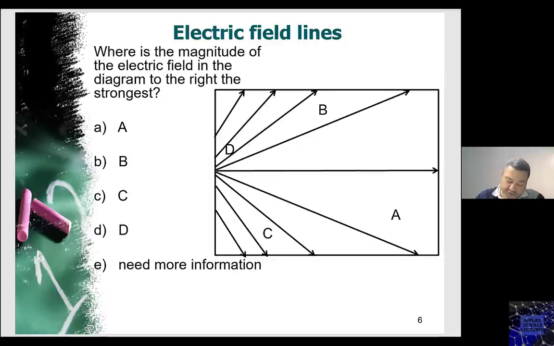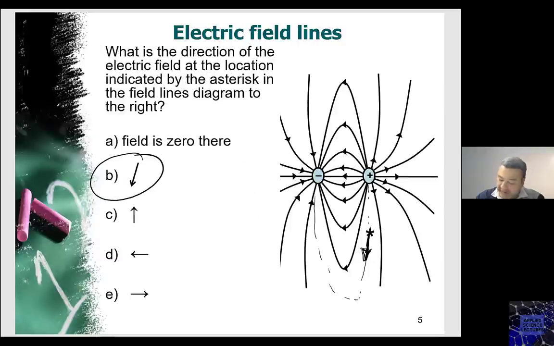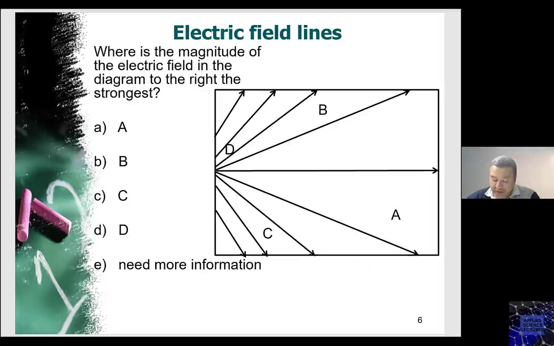Now, again, I forgot to mention the field line density. As you can see, if I look at the density in this region for the field lines, definitely I can see that the field lines here are denser than at this point here. That's why the electric field here is stronger than the electric field here. And as you can see, those field lines don't cross. So now here is another question: where is the magnitude of the electric field in the diagram to the right the strongest? Definitely, if I compare A with B, B seems to be in a region that is denser than A.